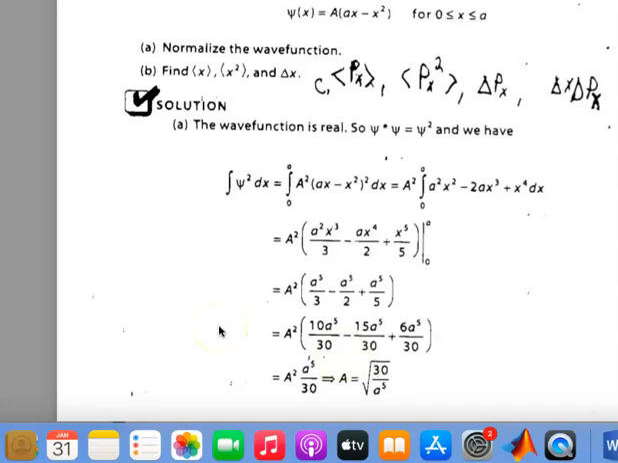The way you normalize it is the inner product of psi with psi star. Integrate that from 0 to the upper limit and set all that equal to 1. You can find what it takes to normalize the wave function, and then you can solve it.